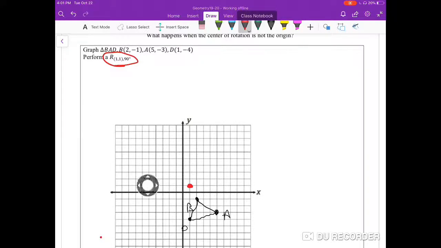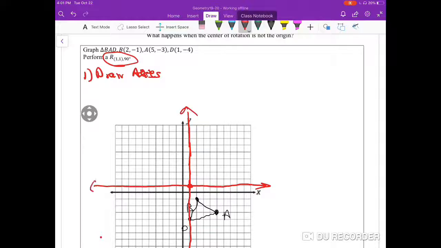Okay, so what's going to happen is this figure is going to rotate as if that little red dot is the center. So the way that we do this, right, our first step is we're going to draw new axes. Okay, so I'm going to make a fake y-axis here, and I'm going to make a fake x-axis here. The reason why I'm doing this is because then I can use my formula to solve this. So you draw axes, and it's going to be through the point that we have.